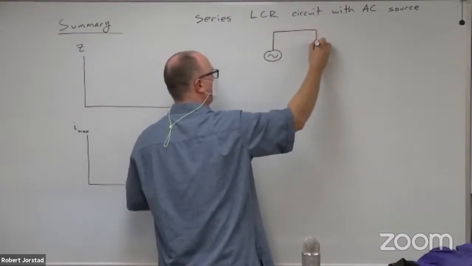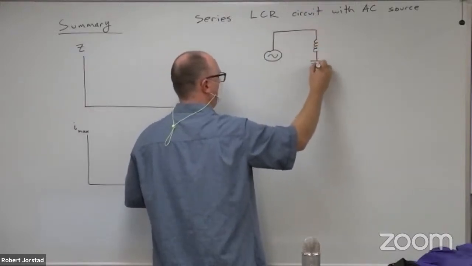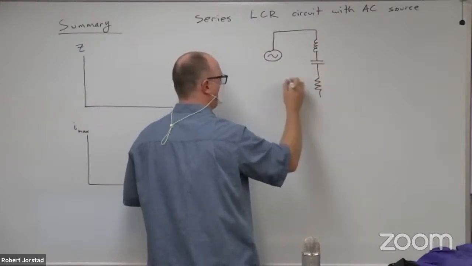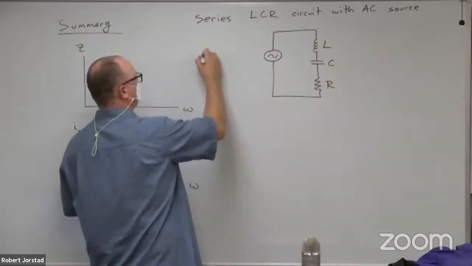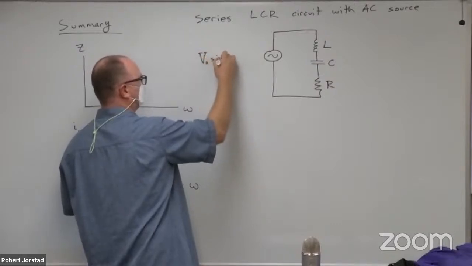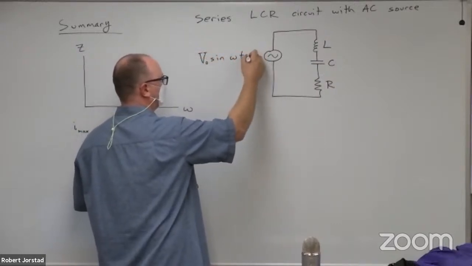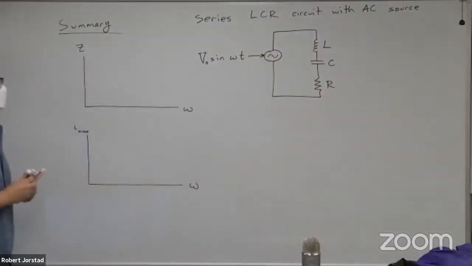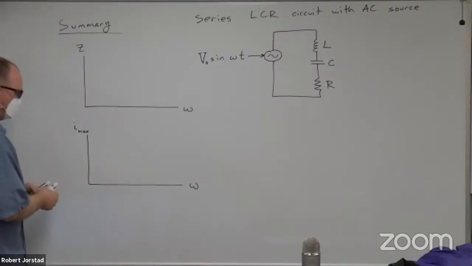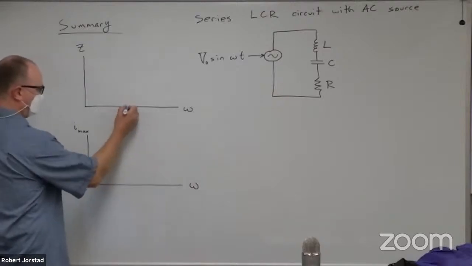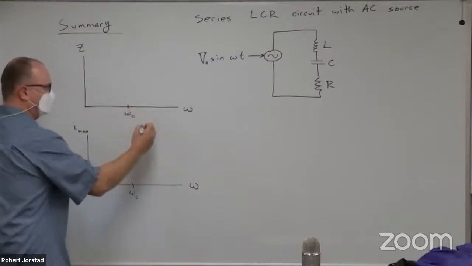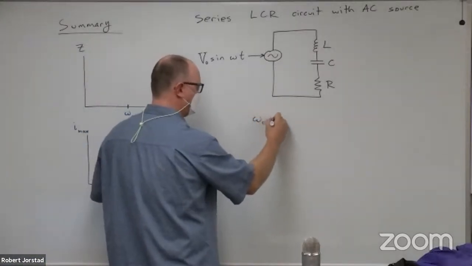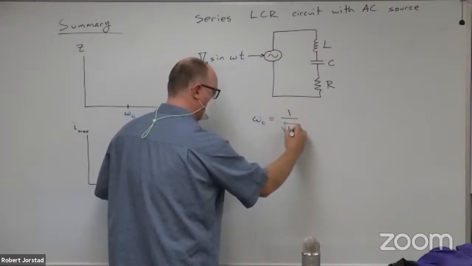You can put them in any order, but it's probably easiest to do the resistor at the bottom for reasons you'll see on Thursday in lab. What I mean is the AC source means it's V naught sine omega t. In both of these, we found that there was a special frequency. Let's label that omega naught. And we know that omega naught is equal to 1 over root LC.